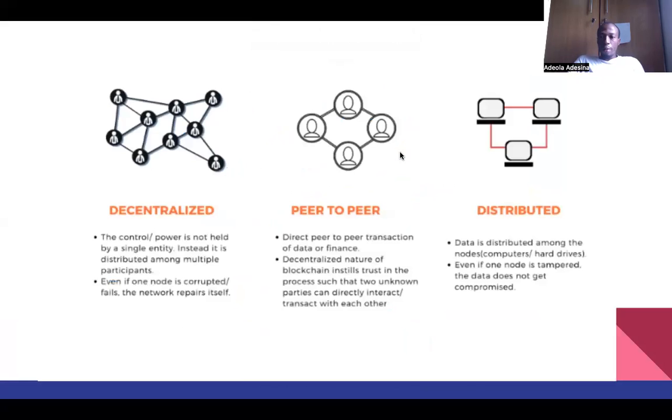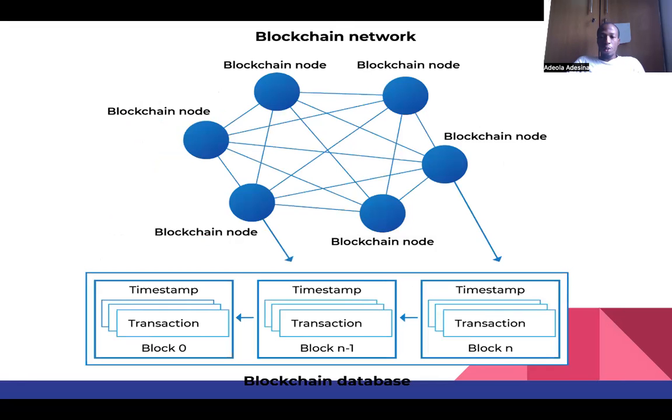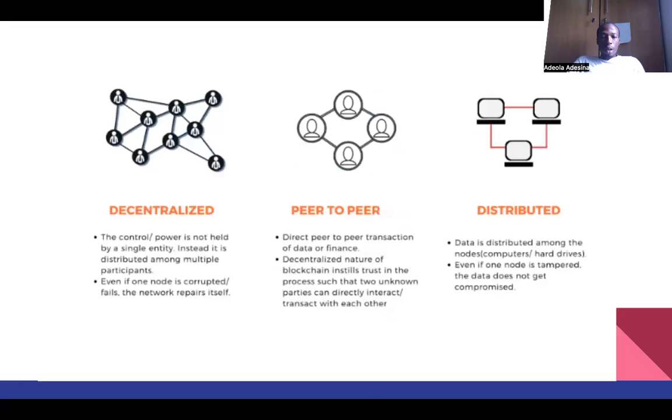The blockchain has three basic promises. The first one is decentralization. I've explained decentralization earlier. The power or control is not held by a single entity. Instead, it is distributed among multiple participants. Very self-explanatory. If one node is corrupted or fails, the network repairs itself. The second promise of the blockchain is peer-to-peer. So we can generate direct peer-to-peer transactions of data or finance. For my example, we did peer-to-peer transaction of data.